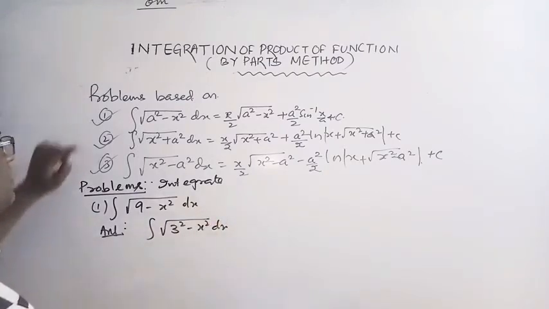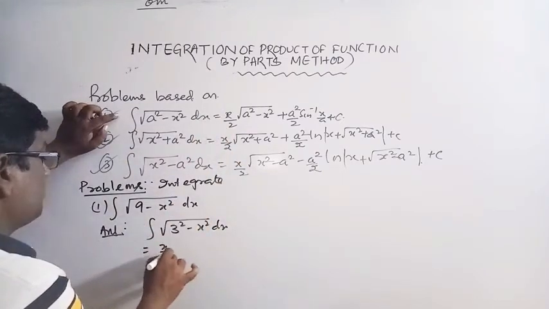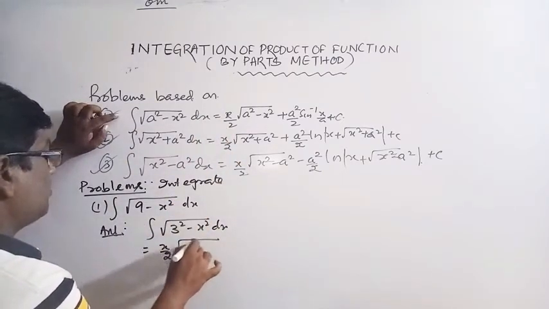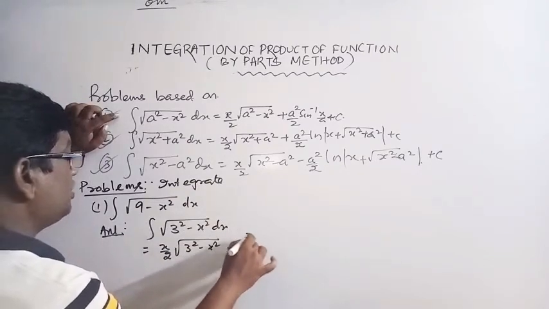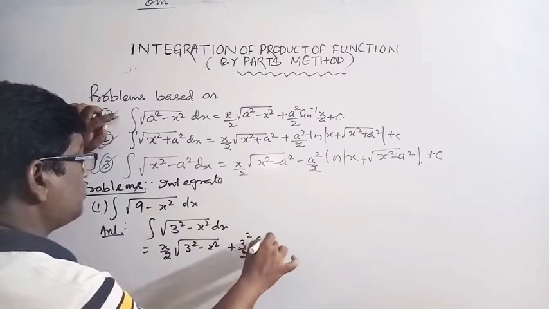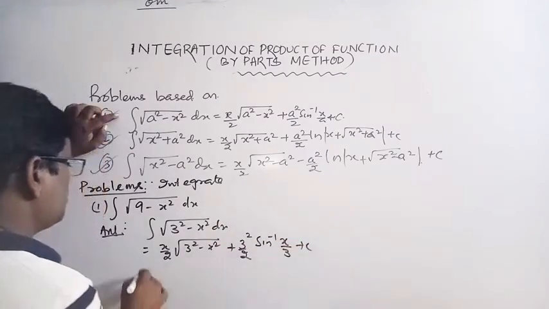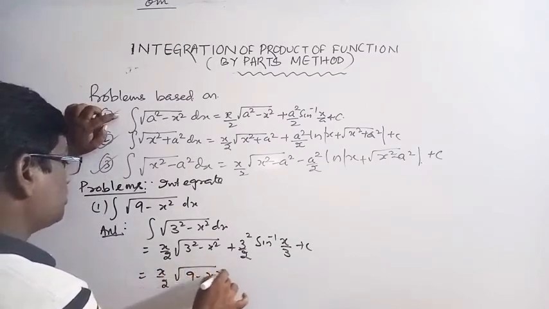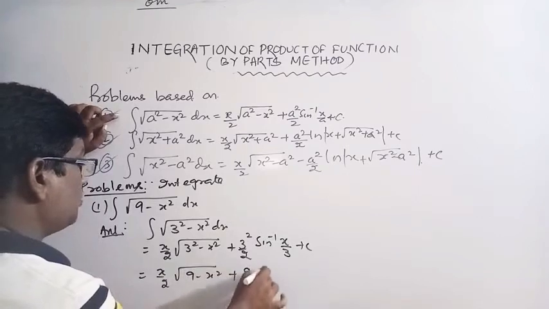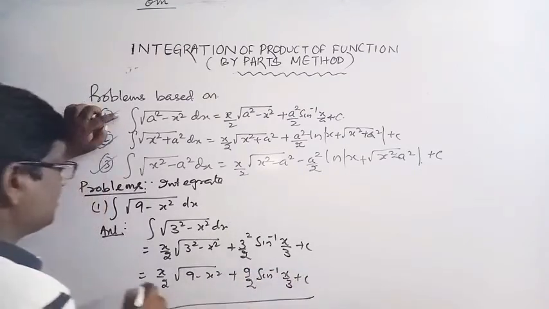Which formula is applied here? Formula number 1. So x by 2 root over 3 square minus x square plus a square by 2, this is 3 square by 2, into sin inverse x by a. A means what? 3. So the answer is x by 2 root over 9 minus x square plus 9 by 2 sin inverse x by 3 plus c. This is the answer. Okay.